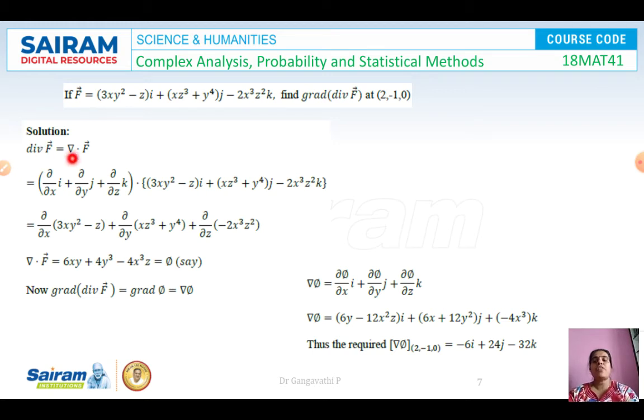So divergence of f is del dot f. We know that del is ∂/∂x i, ∂/∂y j, ∂/∂z k cap. And vector f is given by this. So when we do the dot product, i dot i becomes 1, j dot j becomes 1, and k dot k becomes 1. So ∂/∂x operating on this, ∂/∂y operating on this, and ∂/∂z operating on the last term. We have written it.